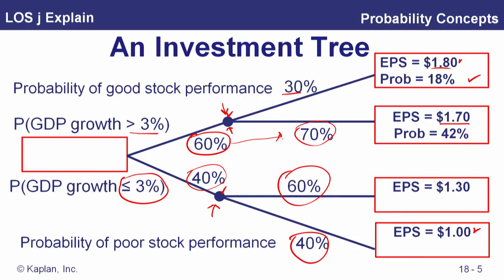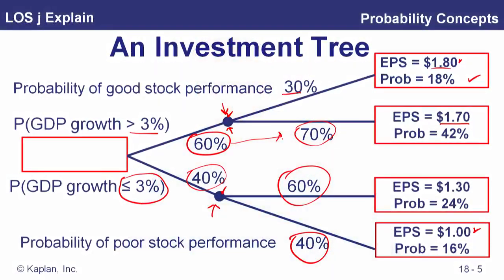And following those lower branches, we've got a 40% probability of GDP growth less than or equal to 3%. Given that that happens, there's a 60% chance of earnings per share of $1.30, so that's 24% there. And 40% times 40%, there's a 16% chance, probability, that earnings per share will be $1. So now we have our 4 possible outcomes, and we've got the probability of each.